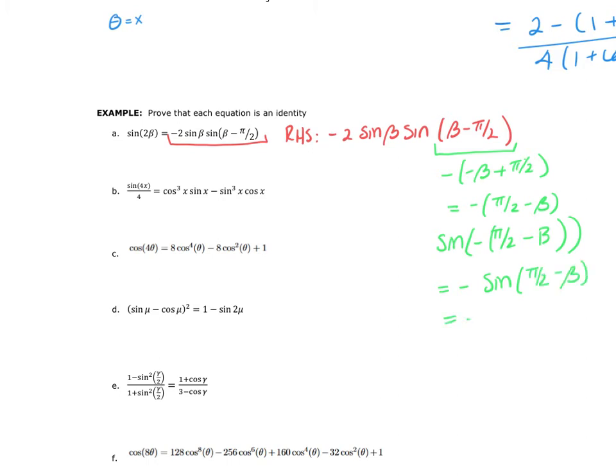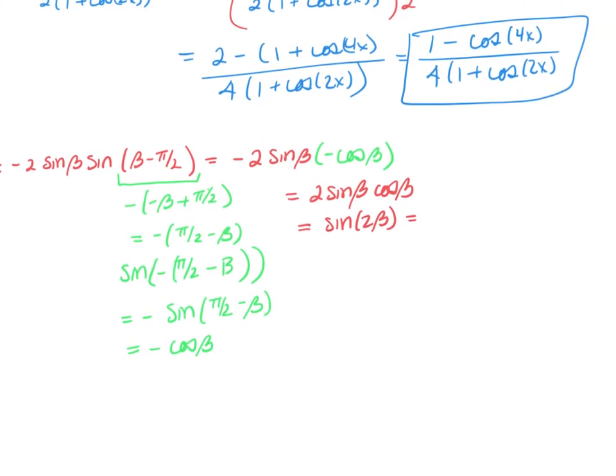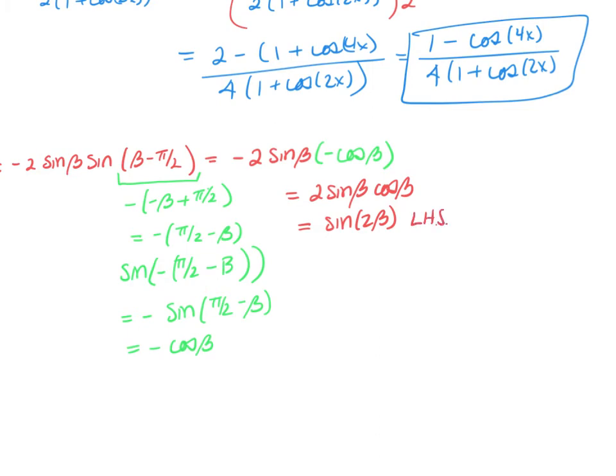But this is a cofunction, so this is just equal to the negative cosine of beta. All right, so where I am now, this is equal to -2, the sine of beta, multiplied by the negative cosine of beta, which is simply just going to be 2, the sine beta, cosine beta, which using the double angle is just going to be the sine of 2 beta, which is equal to the left-hand side.